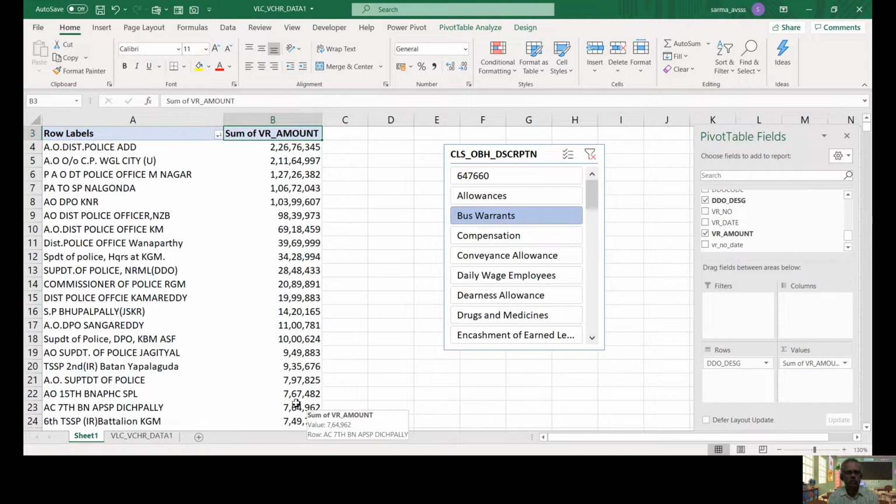Okay, now one more thing: 2 crore 26 lakhs. Suppose there is a discrepancy. How much discrepancy is there? Maybe say 5 lakh discrepancy is there. Which voucher was missed out?